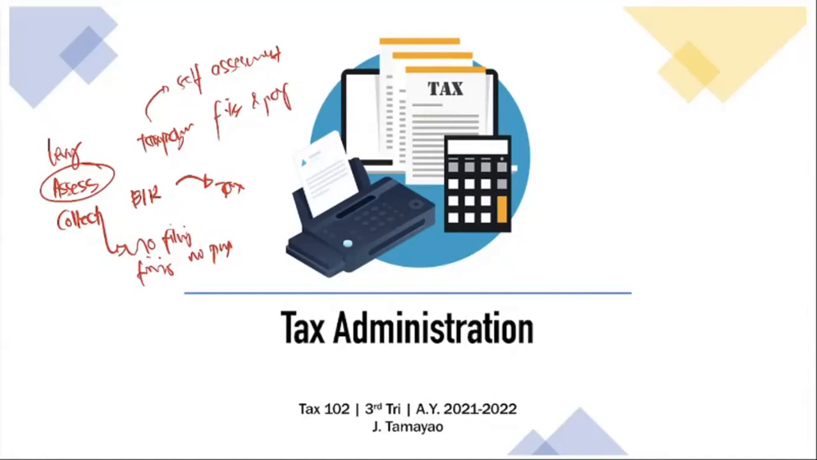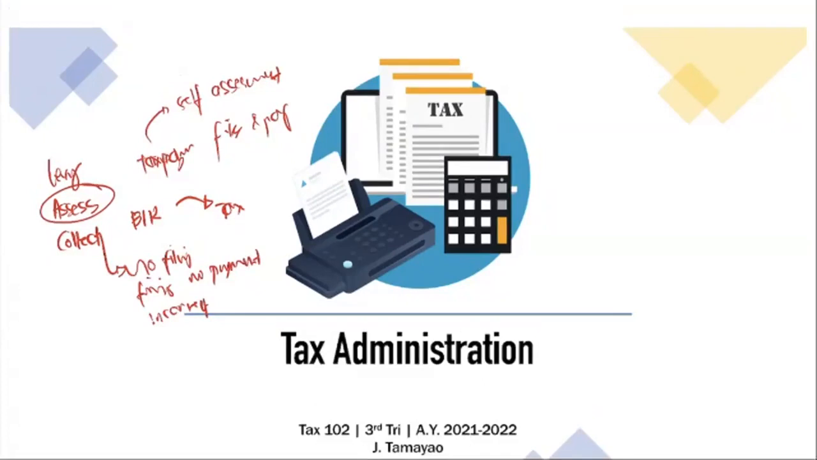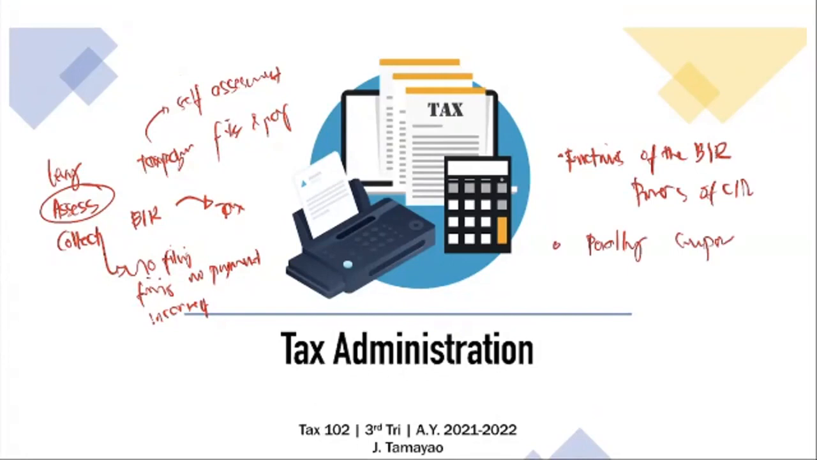So as I was saying, there are times that it is not the taxpayer who self-assesses himself, but it is now the BIR. So that is part of your tax administration. Later, we will also discuss, aside from the powers of the CIR or the functions of the BIR, one particular power of the CIR, and that is to impose any penalty or to compromise or abate taxes.